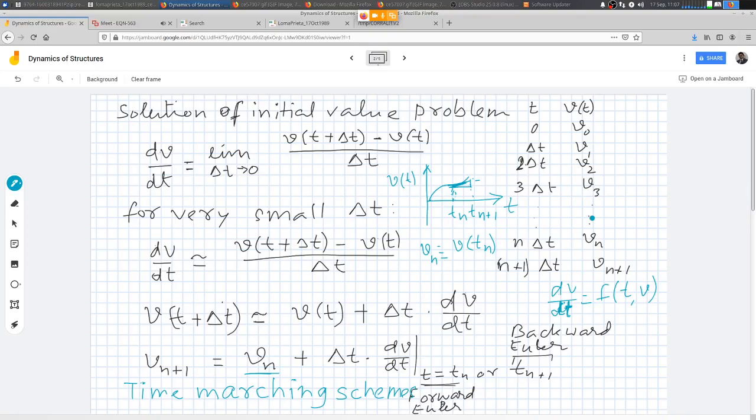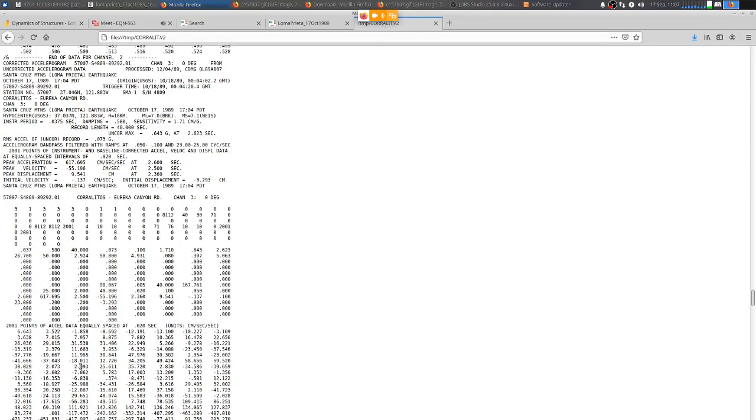So did you get what I'm trying to convey? Sorry, your voice was breaking. Can you repeat it? See, this is the array, this is the ground motion, right? So you will read all these points, 2001 points, in an array of this form.